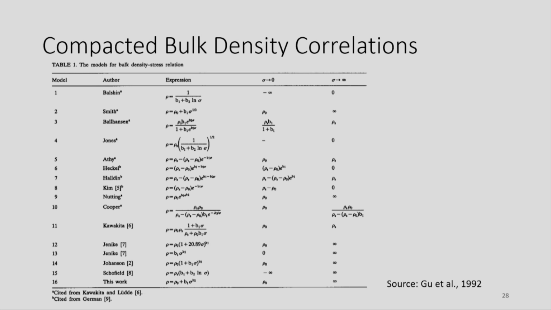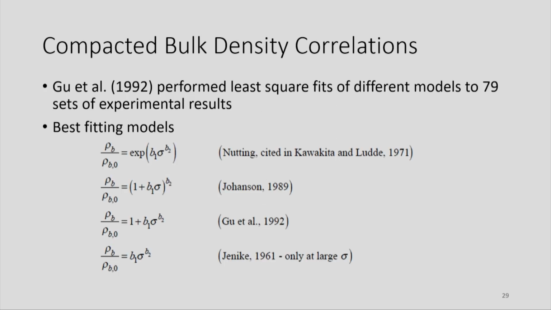Okay. Again, some of the best fitting models for compaction of powders that relate stress and the bulk density. Again, Johanson is very common. Again, Jenike at very large stress values. So if the silos are tall, then you can use this Jenike relationship. Okay. Again, those are simple relationships based on the change in density over stress values.